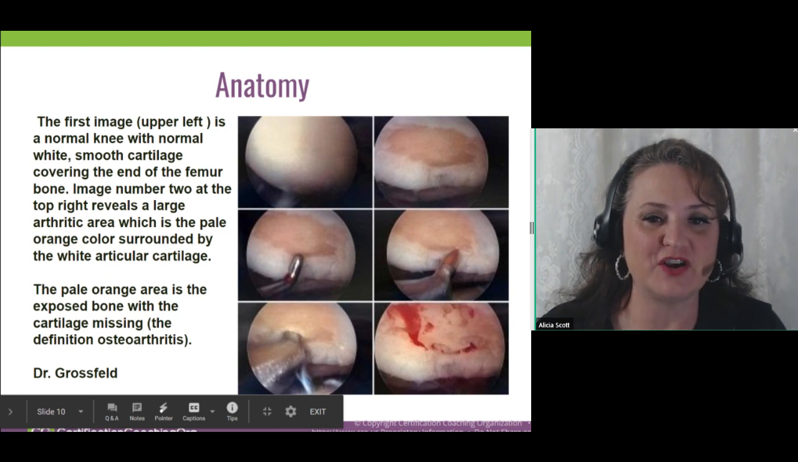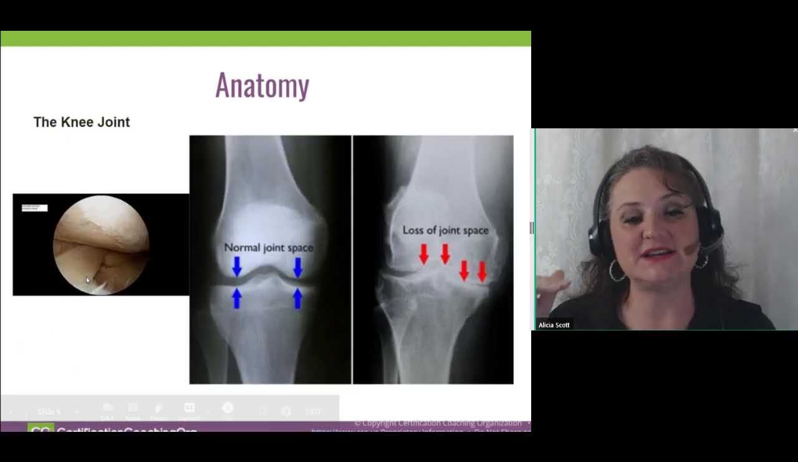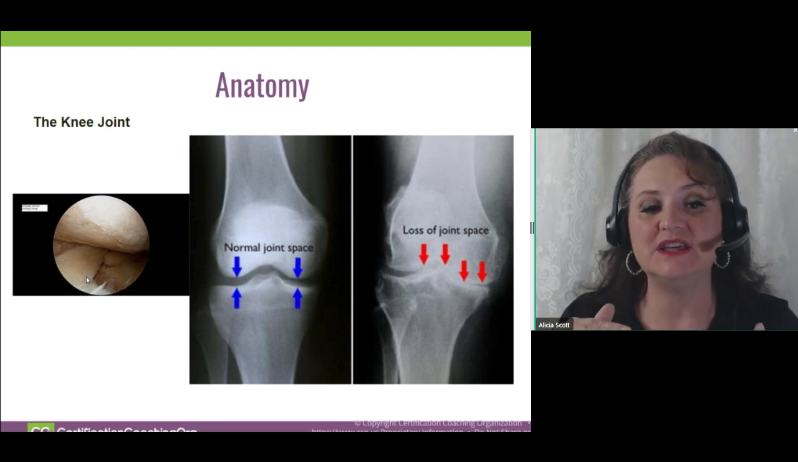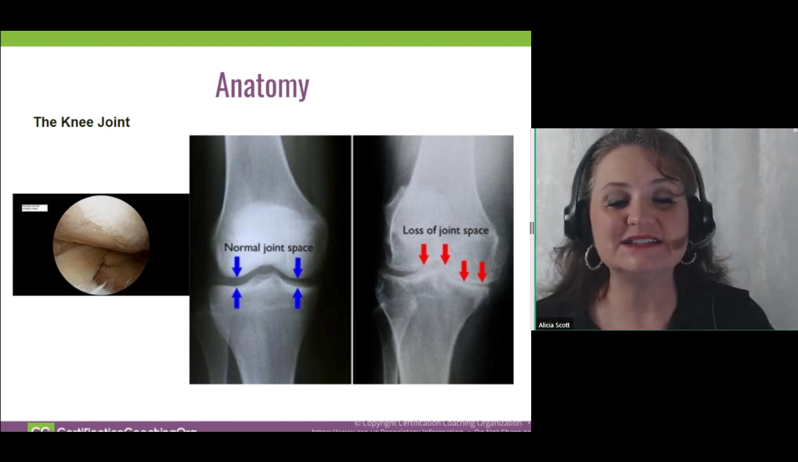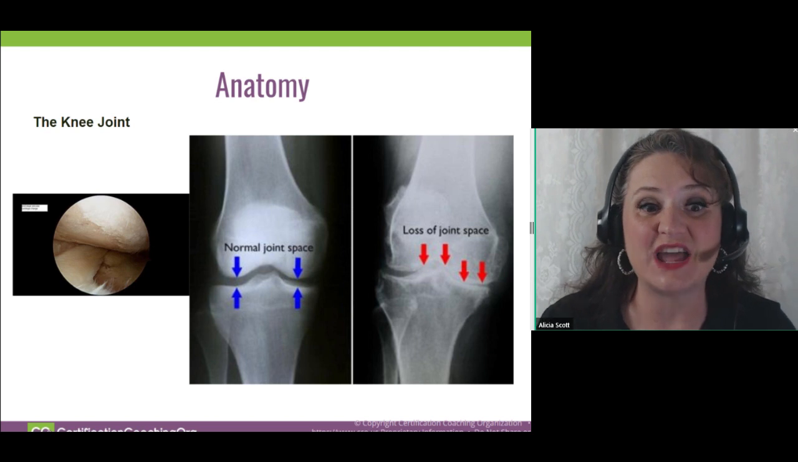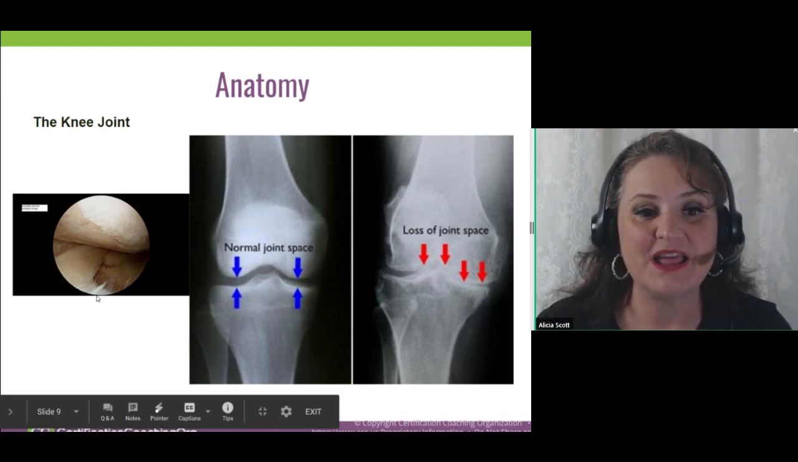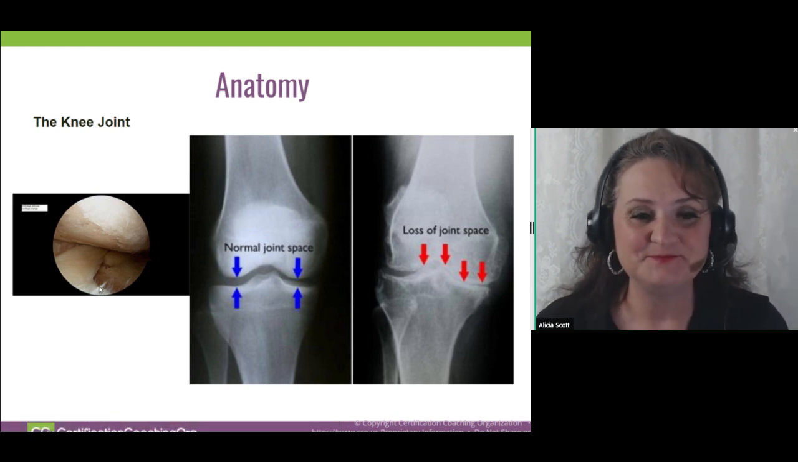Oh, let me go back. I forgot to show you. This right here is actually a view of the inside of the joint. And see this bottom that looks like fur sticking up? That's arthritis. That's what arthritis looks like.